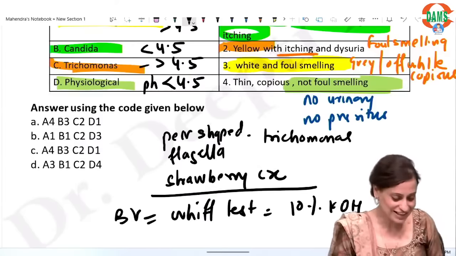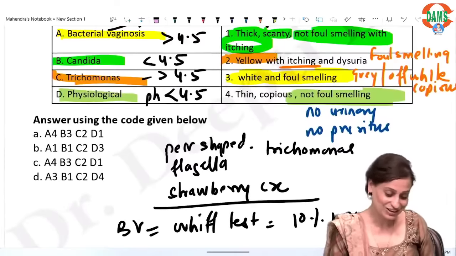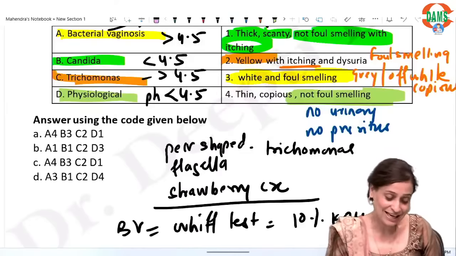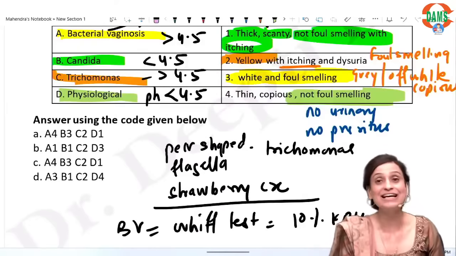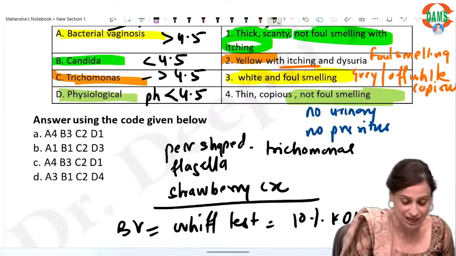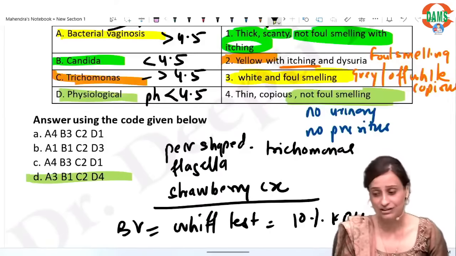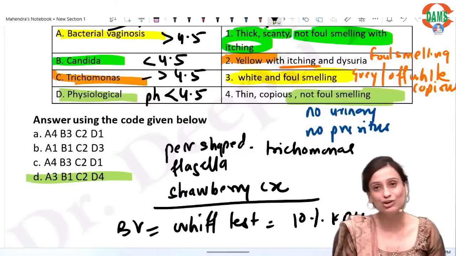Okay, so what is the correct answer then? A3, that's right. What about candida? B1. C is going to be 2 and D is going to be 4. That makes the answer as D. So I am sure most of you have got it right and I'm very, very happy and you're doing well.